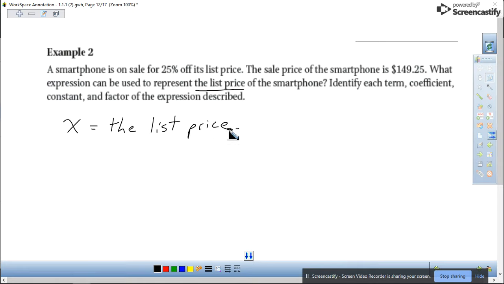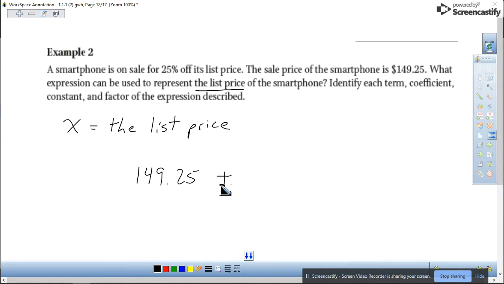Okay, now, what do I know about that list price? I know that after the discount was applied, the cost of the smartphone was $149.25. So if I were to add the amount that was taken off back to that sale price, I should be able to get an expression for the original price. So what we actually paid was $149.25. What we didn't have to pay was 25% of that.